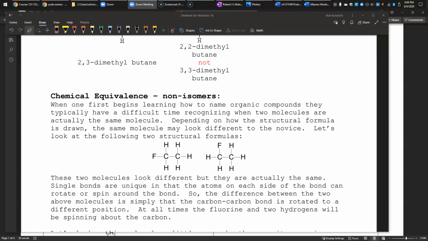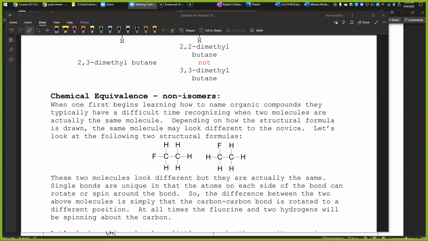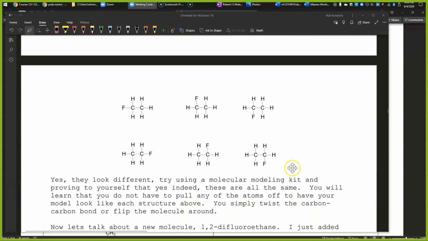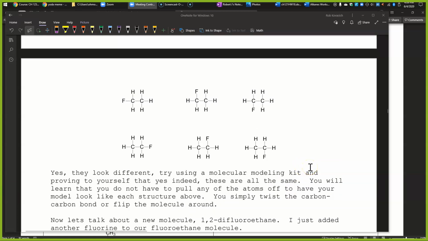So these molecules that I have on this screen over here with the fluorine and the two carbons, all I'm doing is looking at it from a different angle. It's still the same molecule. Okay, so all 6 of these structures here are the same molecule. All I'm doing is looking at it from a different perspective. Left side, right side, up, down, whatever you want to say. It's just the same thing.